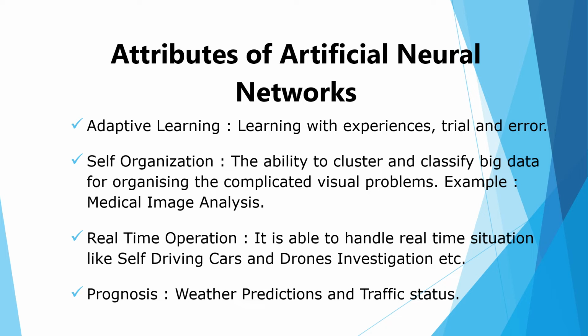So, like medical image analysis. Real-time operation, it is able to handle real-time situations like self-driving cars, drones, investigation, etc. And prognosis, weather prediction, traffic status. So these are all examples of artificial neural network features.